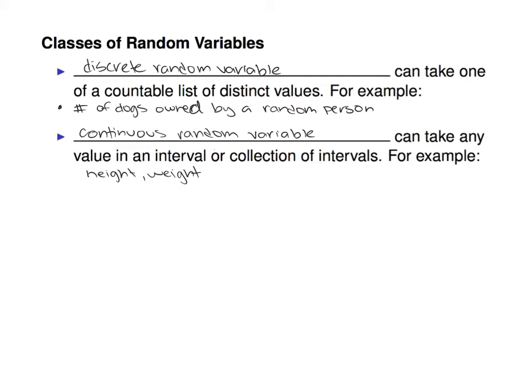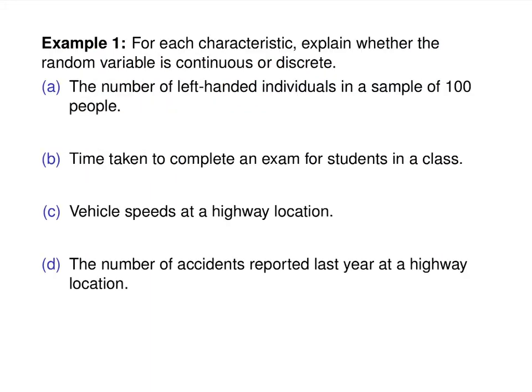So the first thing you should be able to do is list some examples of discrete and continuous random variables, and then also, given some variables, tell me if they are discrete or if they're continuous. So for each characteristic, explain whether the random variable is continuous or discrete. So the number of left-handed individuals in a sample of 100 people, well, you only can have a whole number of left-handed individuals. It has to be either nobody or one person, 2, 3, all the way up to 100. So this is discrete.